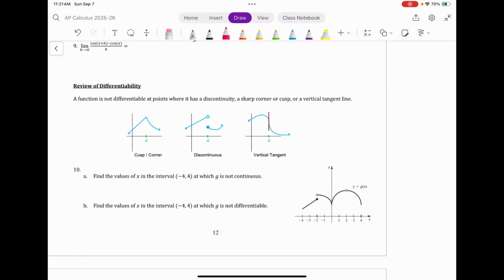Okay, so on number 9, we are trying to find the limit as h approaches 0 for that expression. And one thing we have to recognize is this is the definition of the derivative format. So the derivative equals the limit as h approaches 0 of f of x plus h minus f of x, all over h. And so if the function that we're trying to find the derivative of is cosine x, what's the derivative of cosine x? Negative sine x. That's the answer.